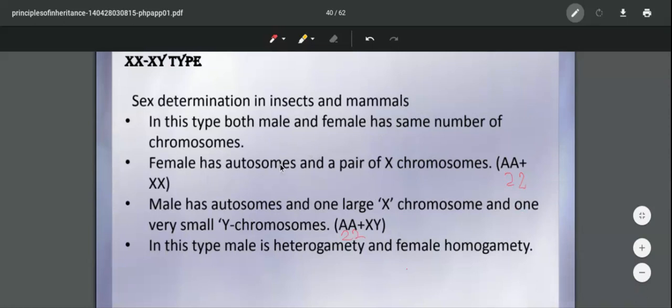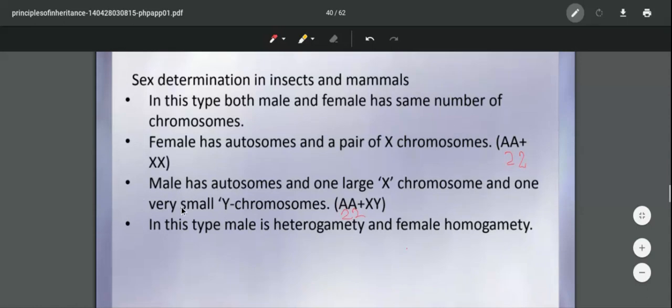Females have autosomes and a pair of X chromosomes. So, if you take the case of a human female, you will have 22 pairs of autosomes and a pair of sex chromosomes, XX. And we all know that humans have 46 chromosomes because it's 22 pairs plus X and X, whereas a male has autosomes and one large X chromosome and one small Y chromosome.